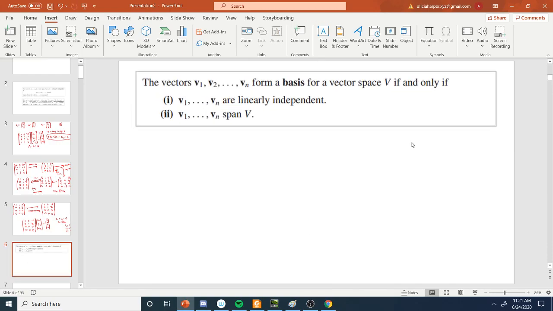N vectors in a vector space are said to form a basis for the vector space V if and only if the following statements are true. V1 through Vn are linearly independent, and V1 through Vn span V. So let's do our first example.